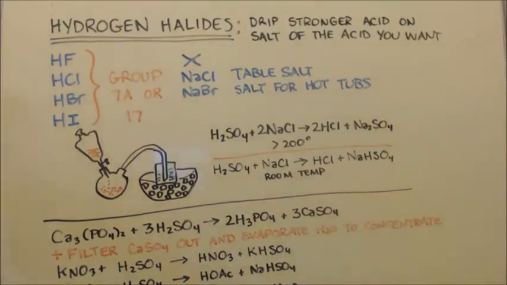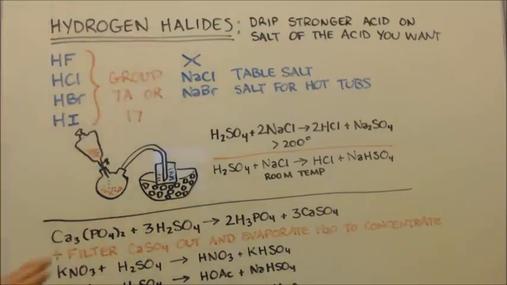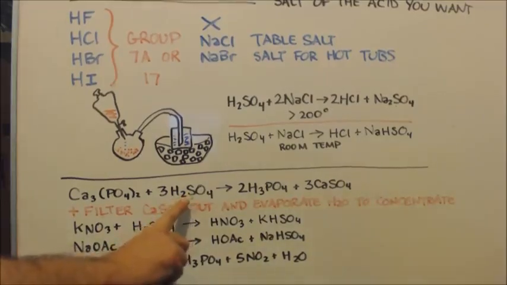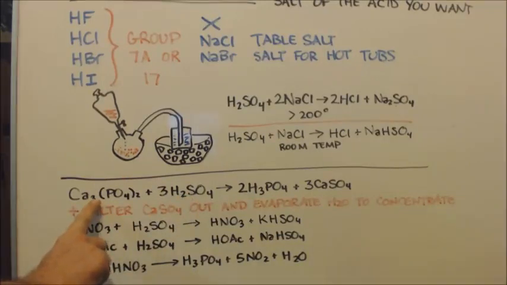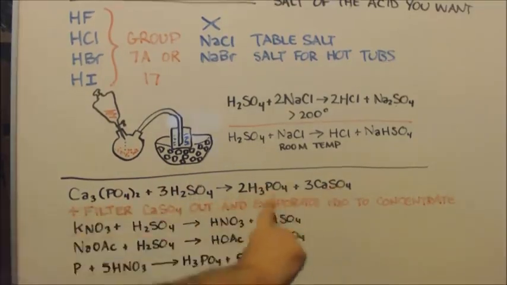How do you make other acids that aren't the halides? Here's some examples. Let's say you want phosphoric acid. Well, like I said, get sulfuric acid, drip it on the salt of the acid you want, which would be a phosphate, tricalcium phosphate. Drip it onto there, and then this is what you get.